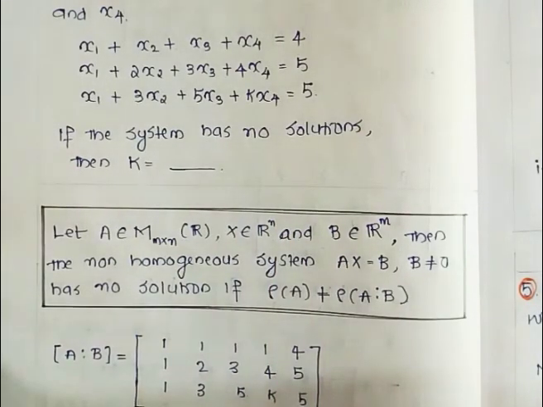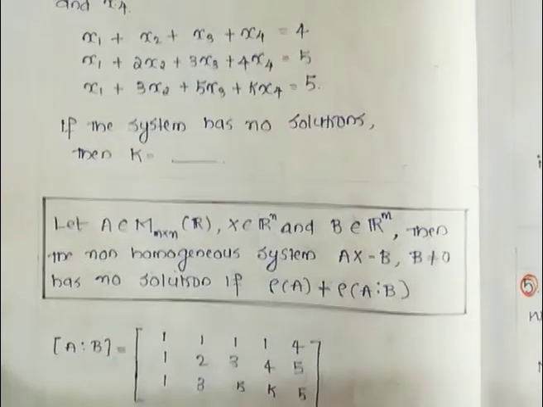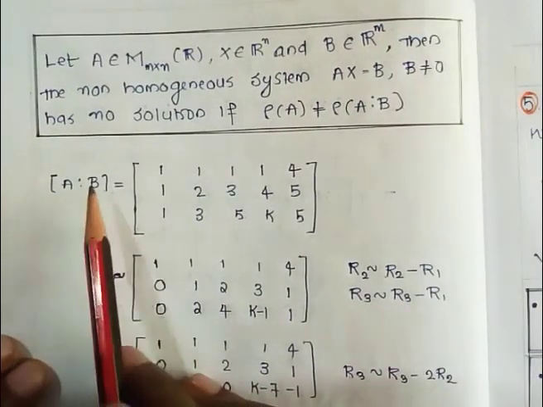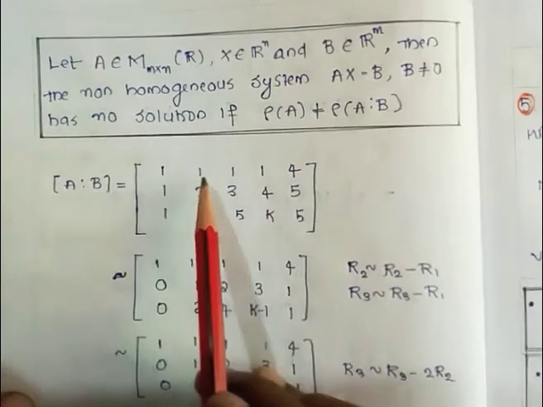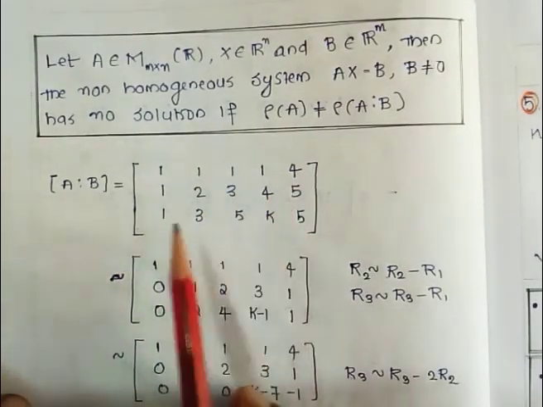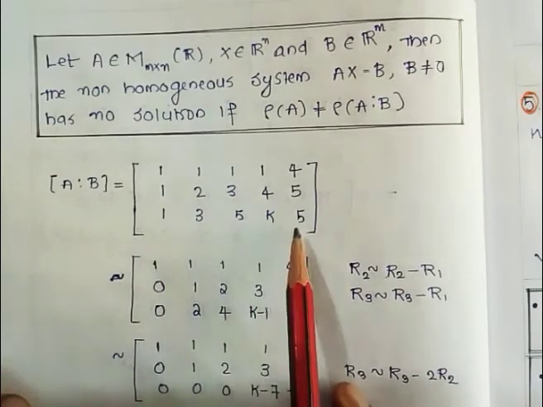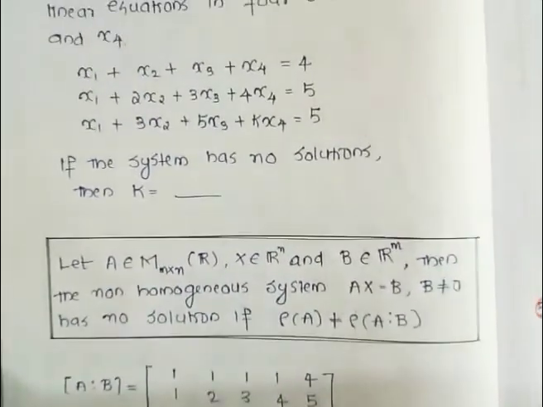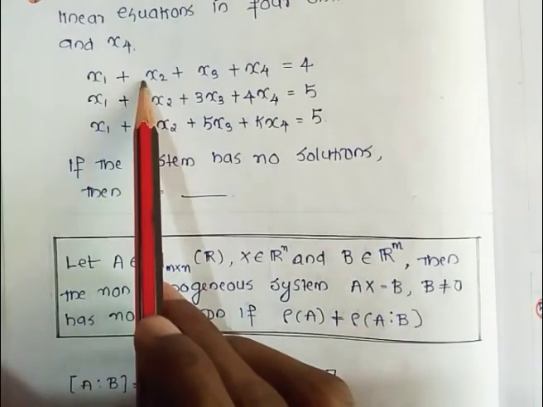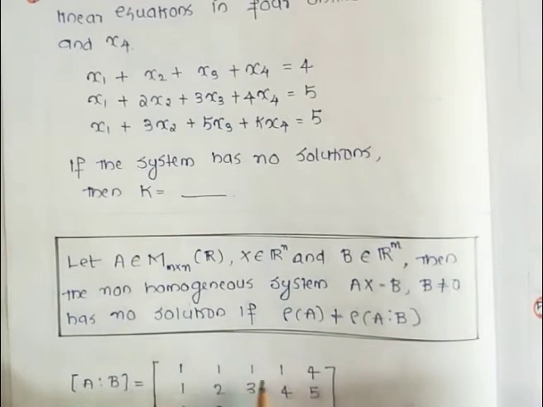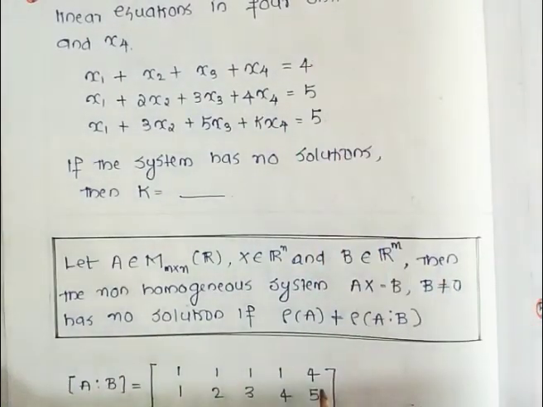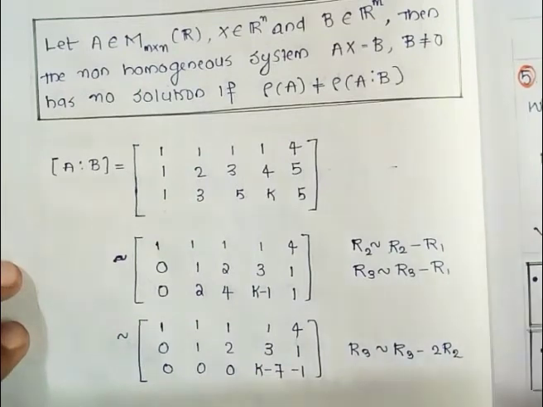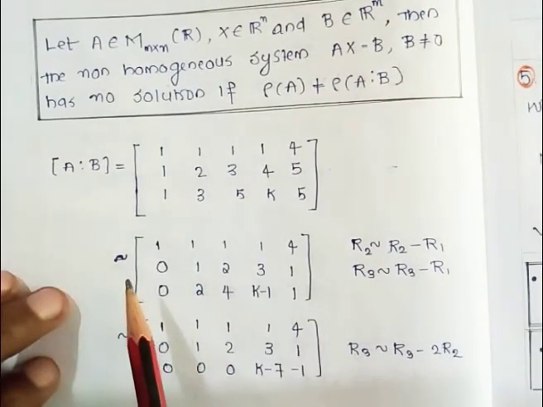Okay. Now we go to our question. First of all, we want to find the rank of our augmented matrix. So our augmented matrix AB is equal to 1, 1, 1, 1, 4; 1, 2, 3, 4, 5; 1, 3, 5, k, 4. This is built from the coefficients of our equations. The first row is the coefficients of x1, x2, x3, x4, and the corresponding b value is at the end, like the rest of these elements.